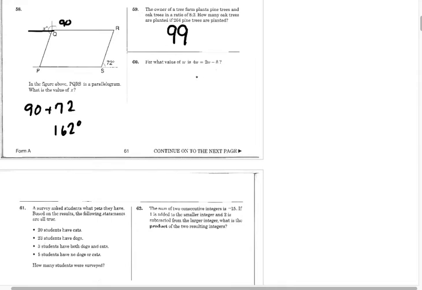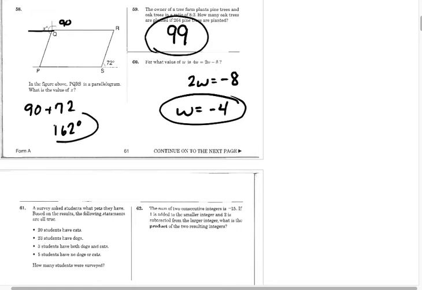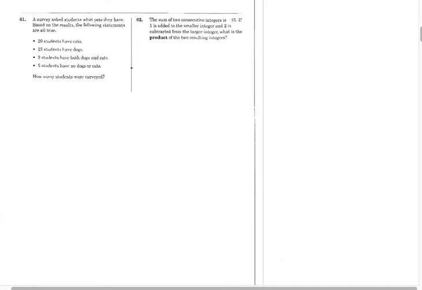Okay. Number 60. For what value of w is 4w equals 2w minus 8? So some simple algebra here. Subtract the 2w. End up with 2w equals negative 8. So w equals negative 4 if we divide by 2. All right. So we have 162, 99, and negative 4. Let's move on.